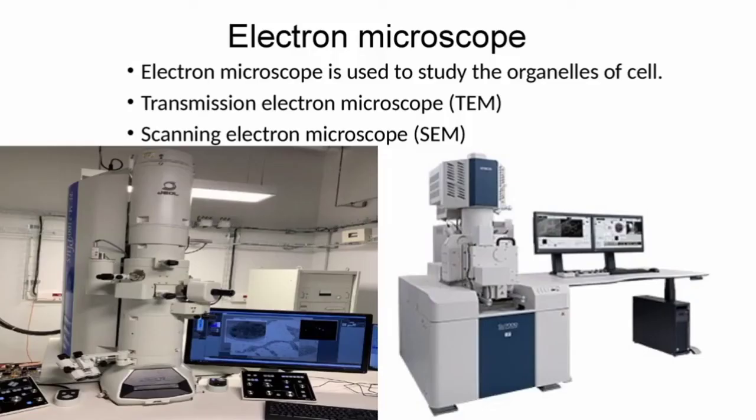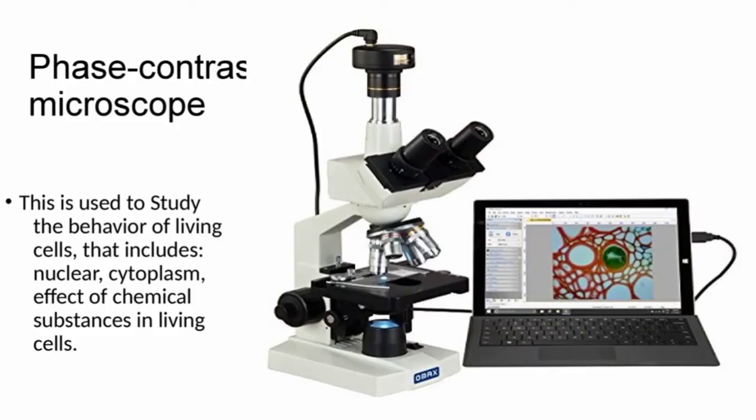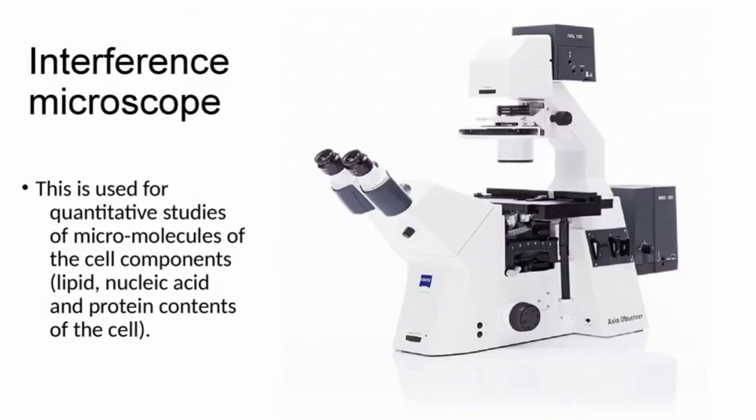Electron microscope. There are 2 types of electron microscope: electron staining microscope, electron transmission microscope. Phase contrast microscope. This is used to study the behavior of living cells that include nuclear cytoplasms, effect of chemical substance in living cells. Interference microscope is used for quantitative studies of macromolecules of the cell component, lipids, nucleic acid, and protein content of the cell.